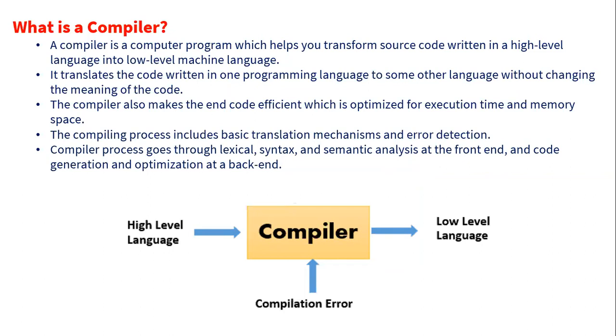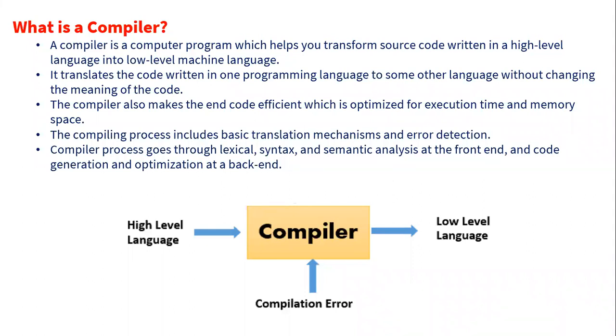We call that translator a compiler, which helps you transform the source code written in high level language to the low level language. That low level language is nothing but our machine language. Now we translate the code written in one programming language to some other language without changing the meaning of the code. This is the most important statement about this compiler.